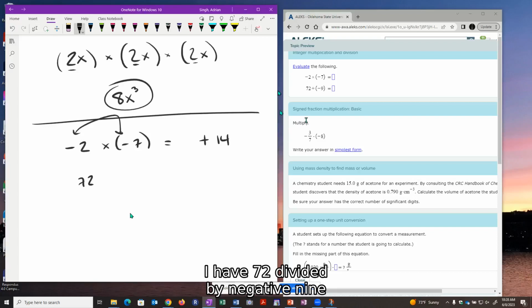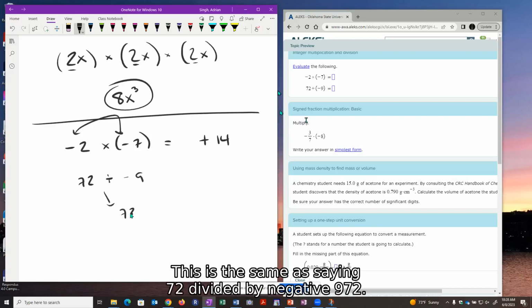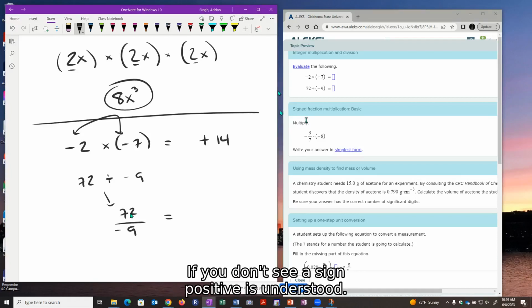I have 72 divided by -9. This is the same as saying positive 72 divided by -9. If you don't see a sign, positive is understood.